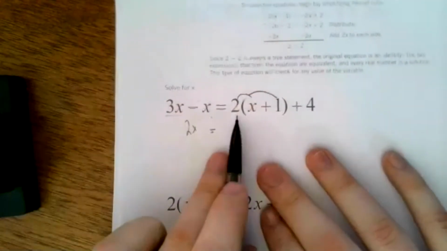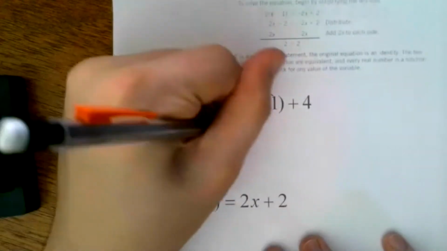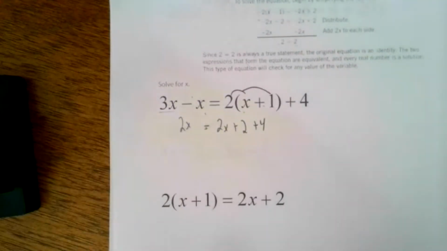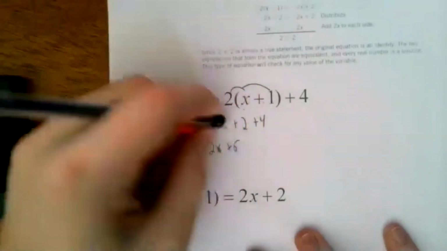And on the right, we get 2x plus 2, and then plus 4, right? So we distributed, and we just combined like terms on the left. So now what can we do? Gotta do your combining. So 2x equals 2x plus 6. So we just combined our constants on the right side.